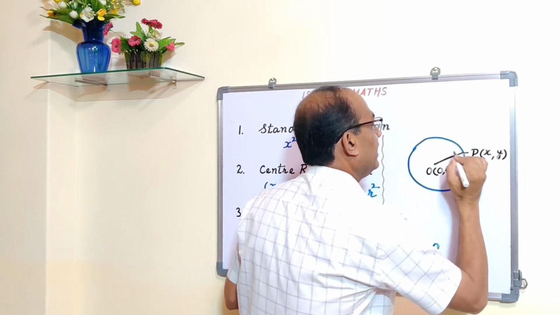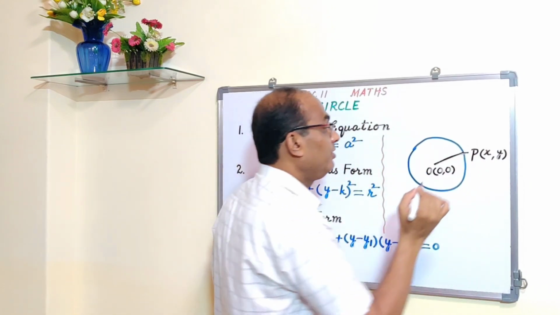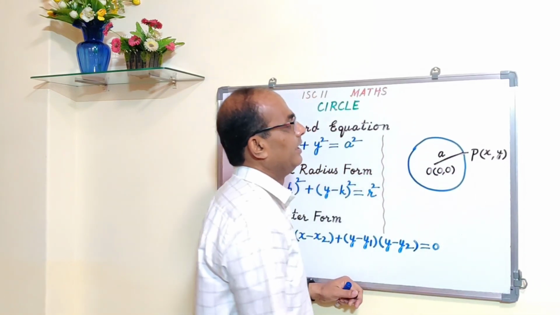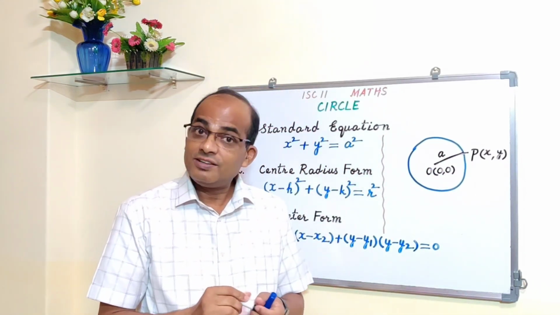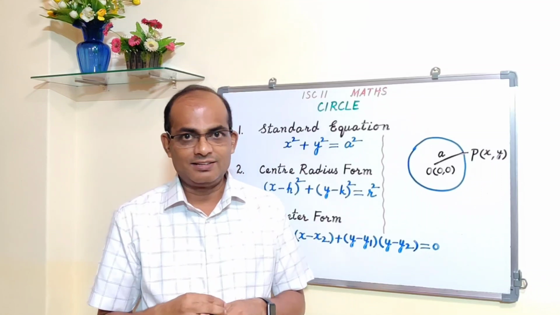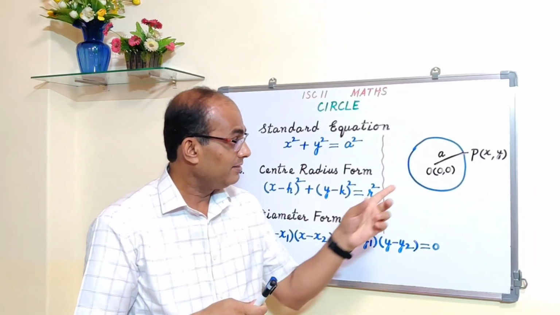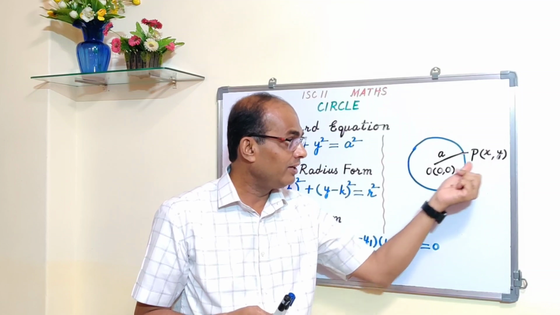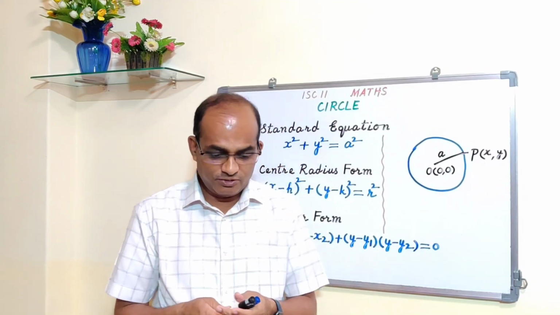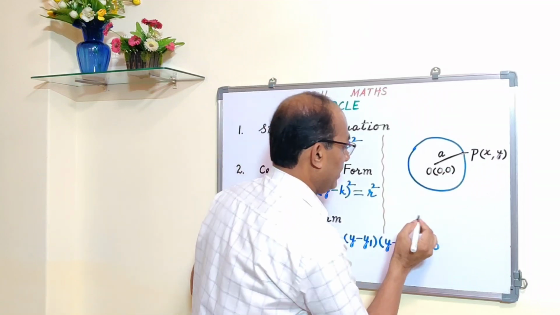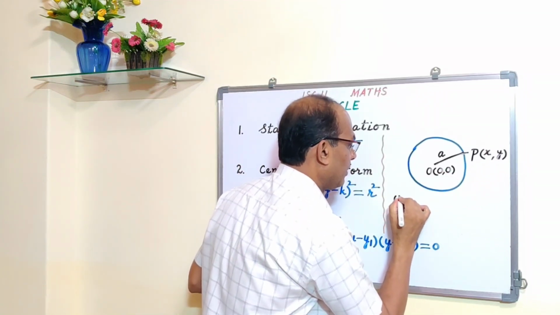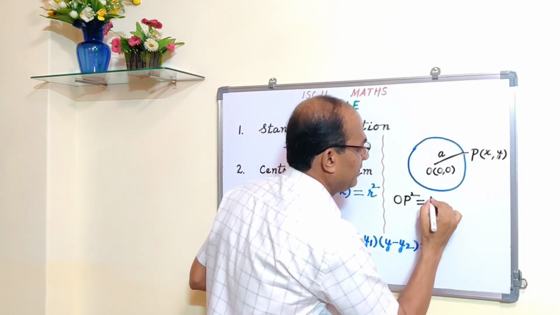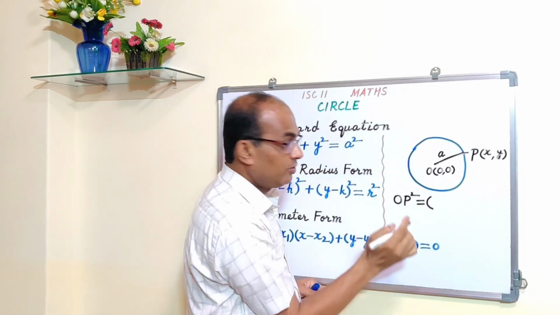O to P we are joining, and we are calling OP the radius of the circle. We are calling small a the radius of the circle. Now the distance formula we have studied in class 9-10. We apply the distance formula. We can call this O(0, 0) as the coordinates x1, y1, and this we can call x2, y2, and then we apply the distance formula. So distance OP square is equal to how much? x2 minus x1 whole square.